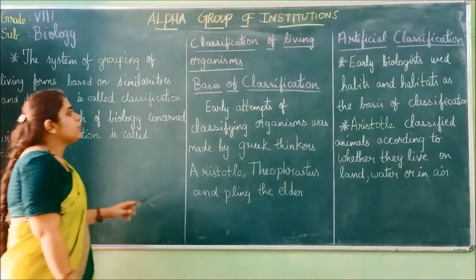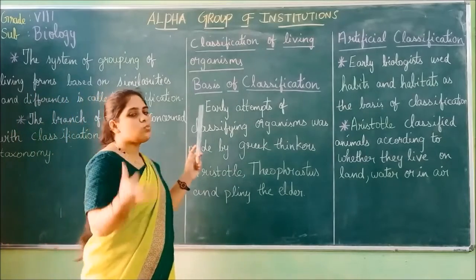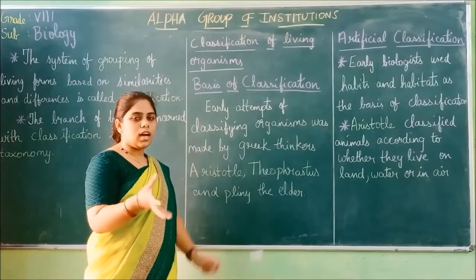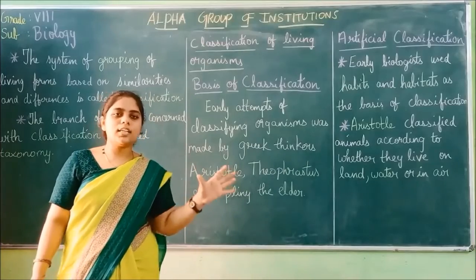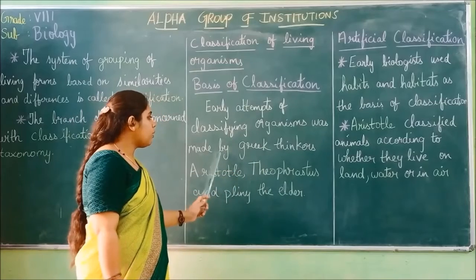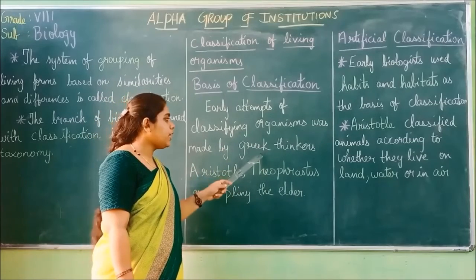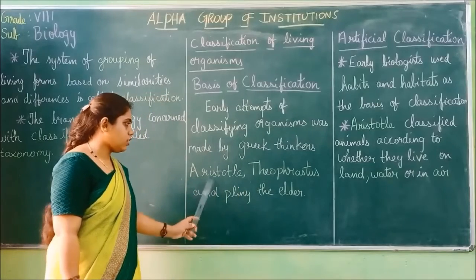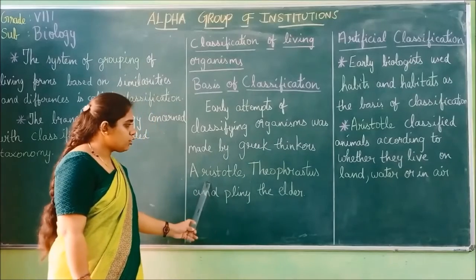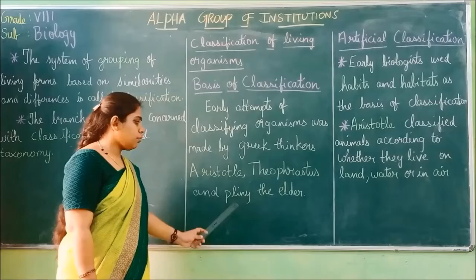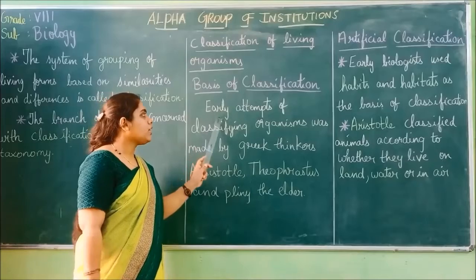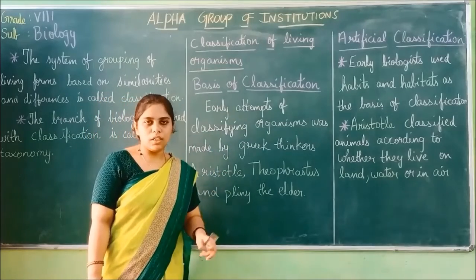And we are going to see the different types of classification now. First, what are the basics of classification? At the starting stage, when the classification period started, organisms were classified by Greek thinkers: Aristotle, Theophrastus and Pliny the Elder. So these were the three people who made early attempts on classification of organisms.